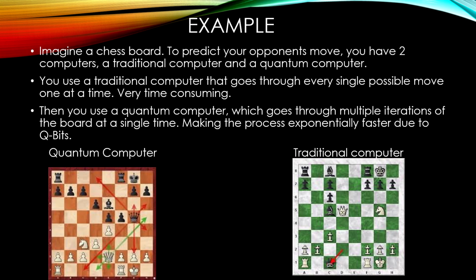Another example we could take would be, let's say you have a maze and you have a traditional computer and a quantum computer. Now you know in mazes there is only a single path which is correct. You use a traditional computer which would take one bit and go through every possible pathway, hitting walls, coming back, and then doing another pathway, and another, which obviously, as you can imagine, is time consuming.